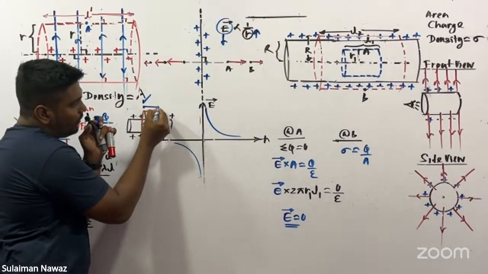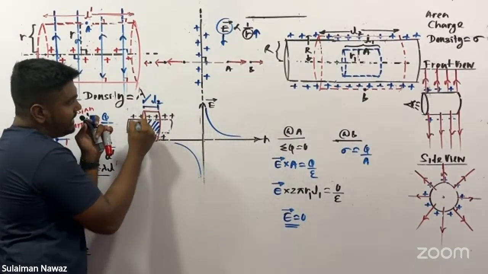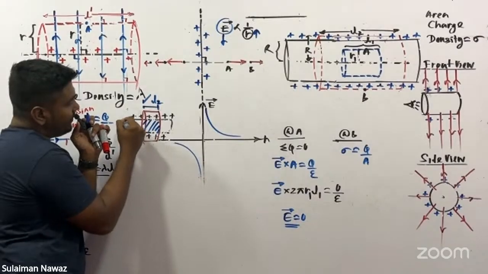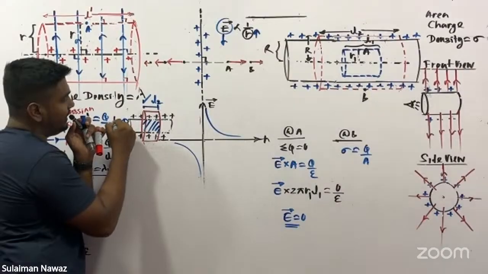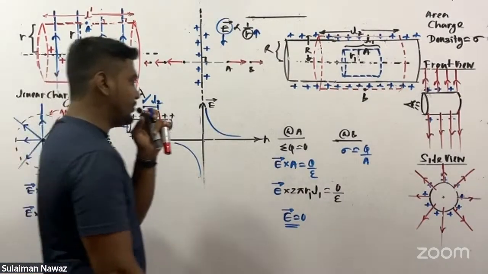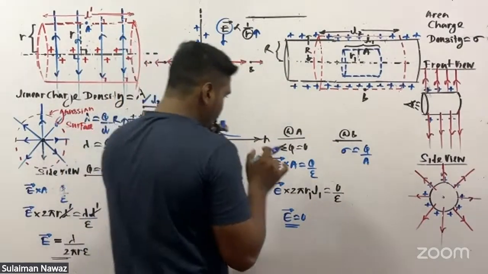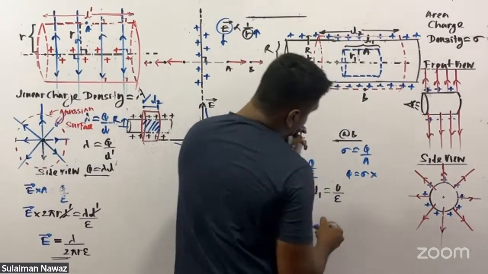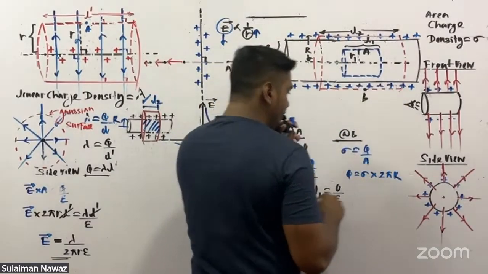If you know the Gaussian length is, let's say, L2, what is the radius? The radius of the hollow cylinder is capital R. What is the equation then? The surface area of the cylinder is going to be sigma into 2 pi radius capital R, length is L2.